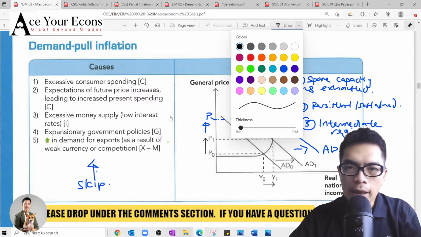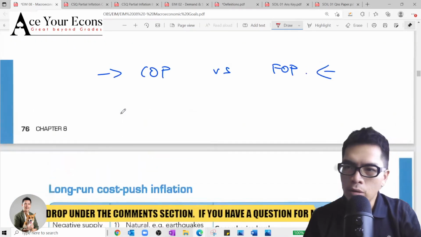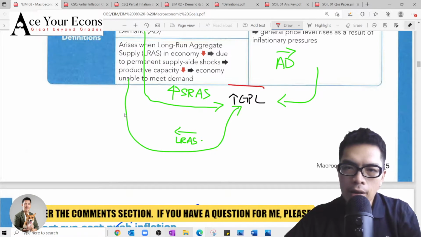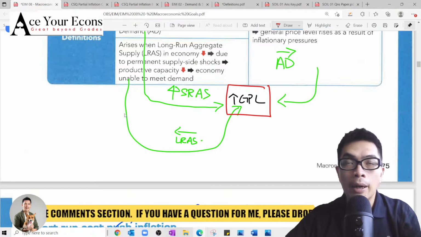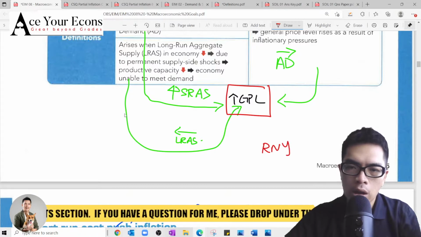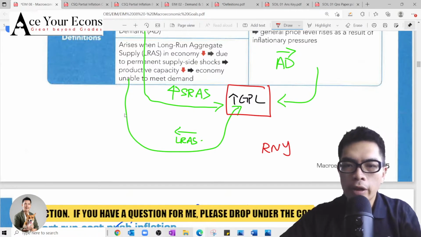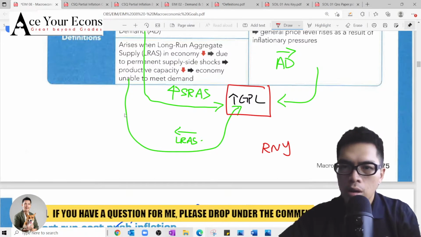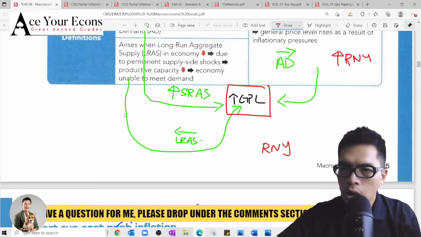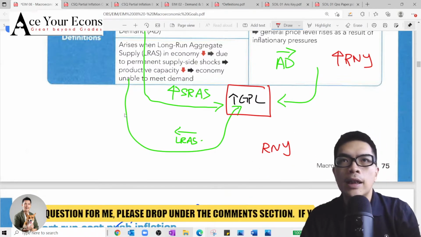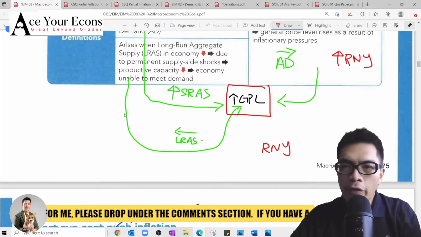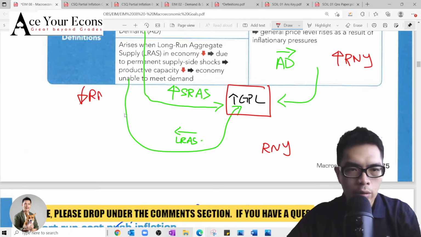So you realize that whenever there is a demand pull inflation, I'm just going to quickly go back here to distinguish. We realize that the similarity is GPL goes up. So the differentiating point is what happens to your R and Y. With a demand pull inflation, your R and Y goes upwards. No doubt when your spare capacity is exhausted, it increases at a slower rate. When we have cost push inflation, your R and Y goes down.